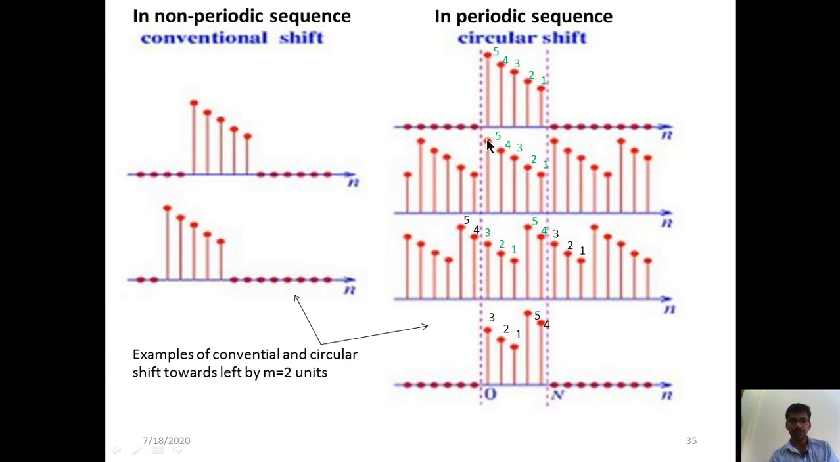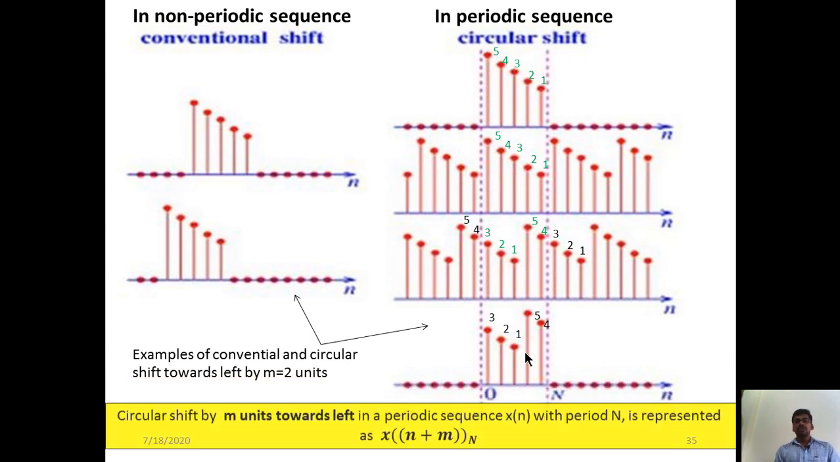Because this 5 appears to be moving out and getting inserted from this side, from the right side. Next time this 4 comes out and gets inserted from this side, and we have this new sequence. So it looks as if the sequence is connected back to back as a ring, and when we shift a sample out, that same sample comes in from the other side. That's why we call it a circular shift, and it is observed in periodic sequences.